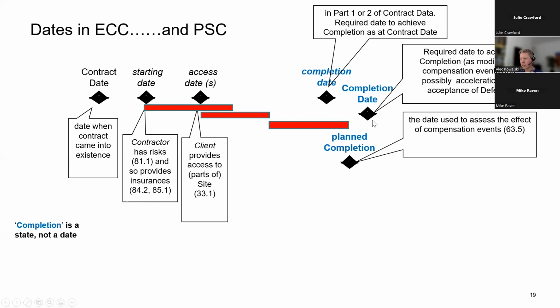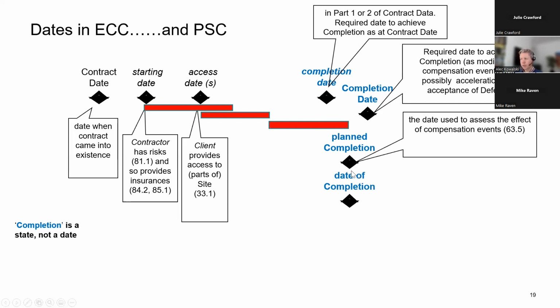This is called the terminal float, the time in between these, and that's for the contractor to use as they see fit. Okay, so compensation events, when there's a change to the program, we assess the change to the planned completion date.